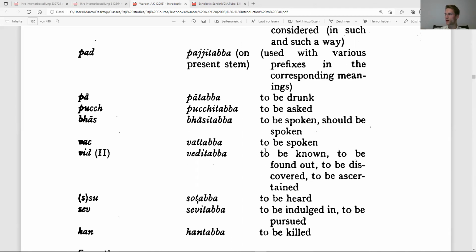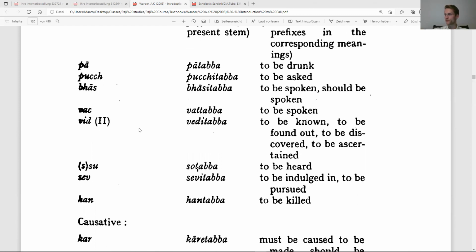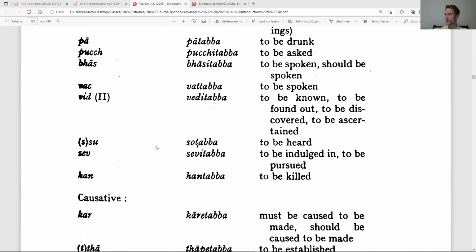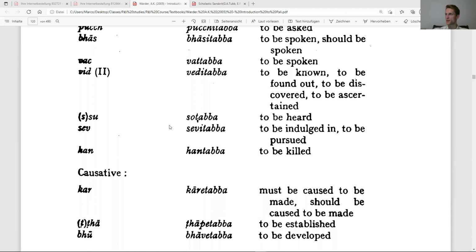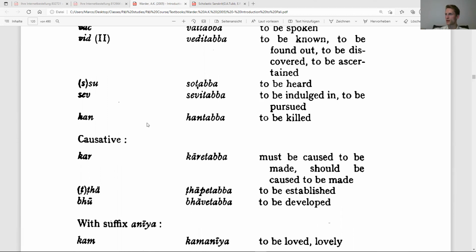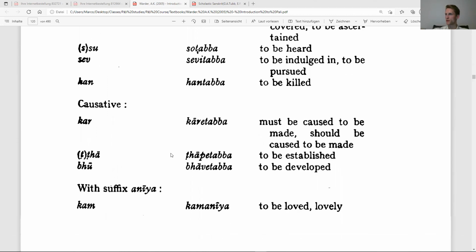Vacati, vattabba, to be spoken. Vid, vedeti, veditabba, to be known, to be found out, to be discovered, and to be ascertained. Suṇāti, sotabba, to be heard. Sevati, sevitabba, to be indulged, to be pursued. Hanati, hantabba, to be killed.